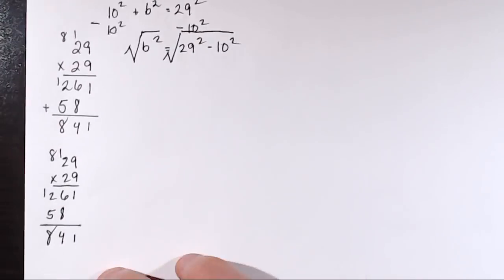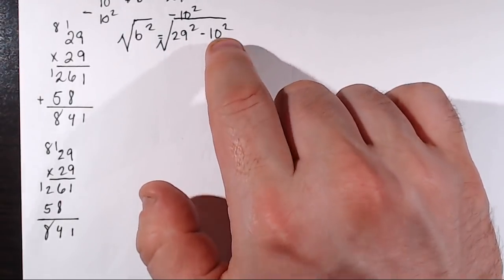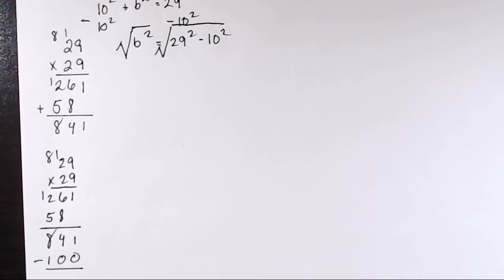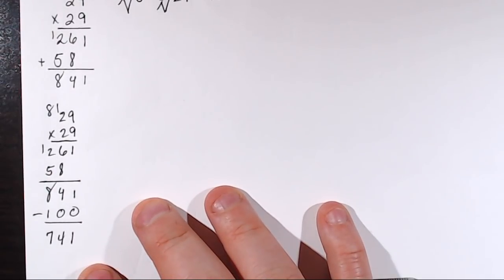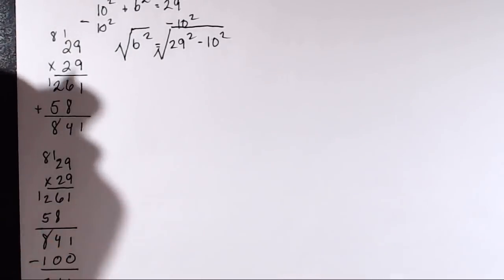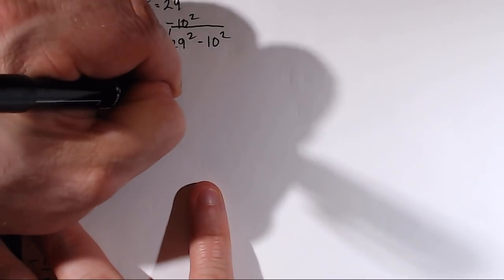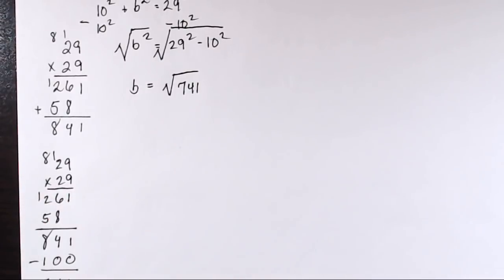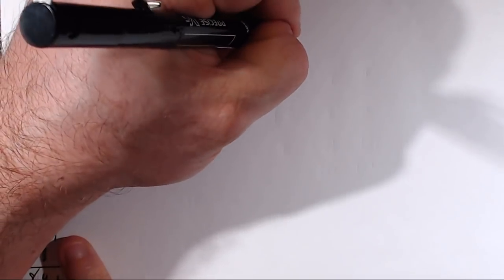So now we take 841. That's 29 squared. Let's subtract 10 squared. 10 times 10 is 100. So 841 minus 100 will give us 29 squared minus 10 squared. So that's 741. Okay? All right. So I now get B is equal to the square root of 741. Well, we got to break down 741. We can't just rest on our laurels. So we got to break down 741.